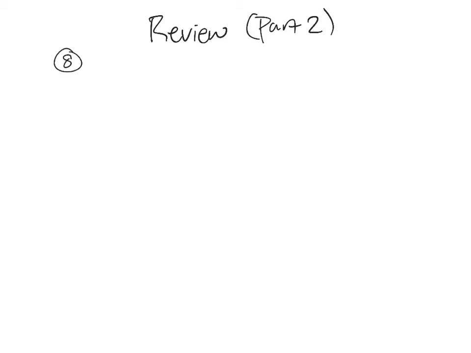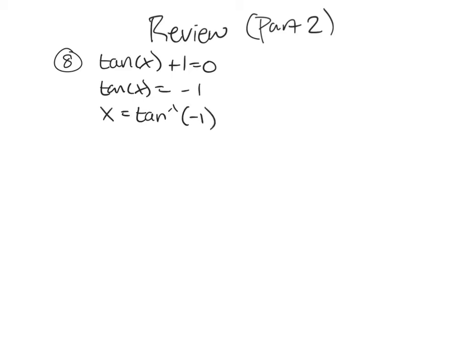So let's get started with problem number 8. Problem number 8 is tangent of x plus 1 is equal to 0. I'm going to subtract 1 on both sides and take tangent inverse of both sides. So at what angle is my tangent, or my y value over my x value, -1? And that happens at two different places. That's going to happen at 3 pi over 4 and 7 pi over 4. And that's the whole problem.